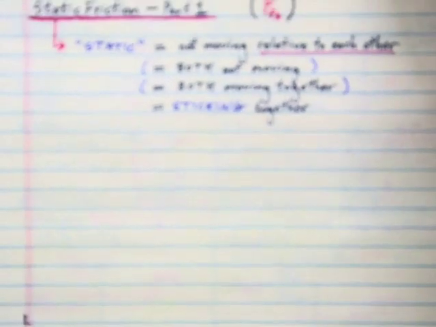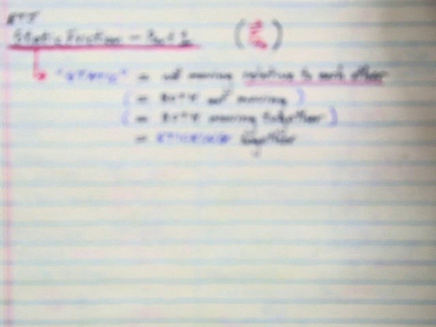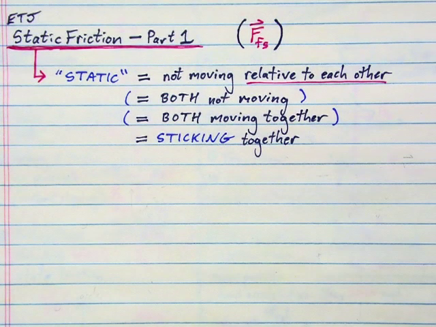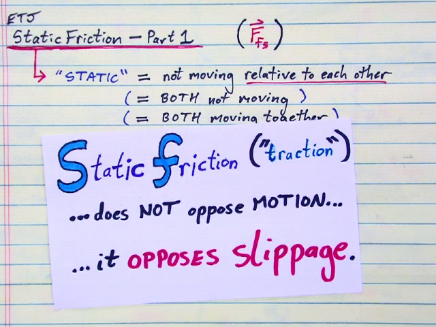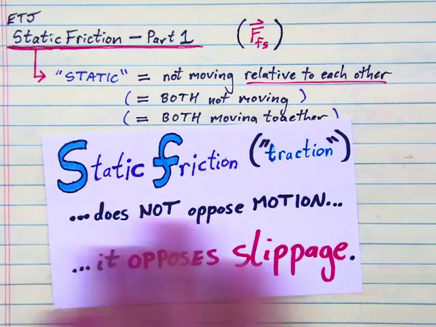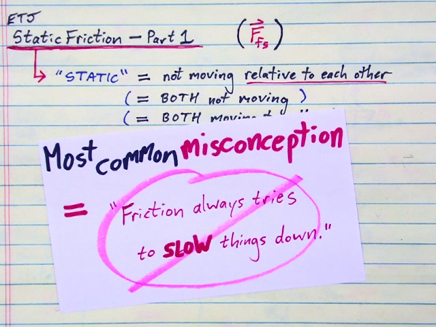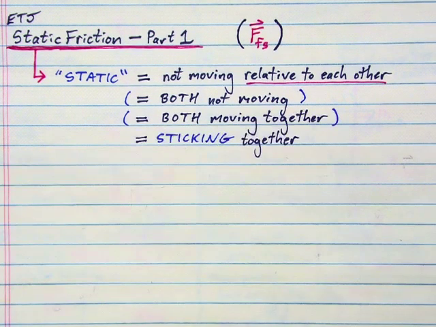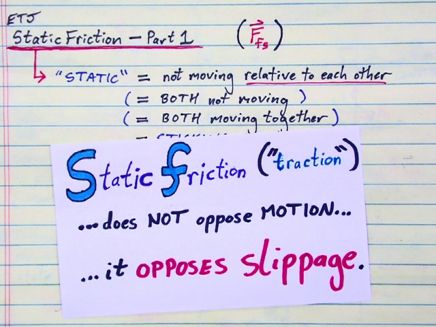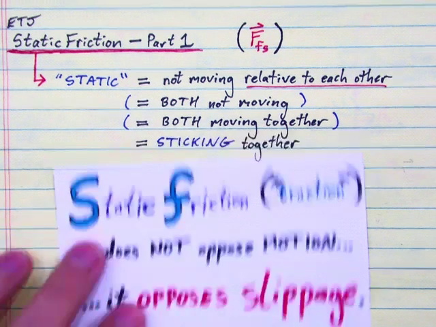Friction's primary mission here is to oppose slippage. So we must destroy that misconception that friction always slows things down. Not the case. What static friction does, always does, is not oppose motion. What it opposes is slippage. It tries to keep those surfaces stuck together.